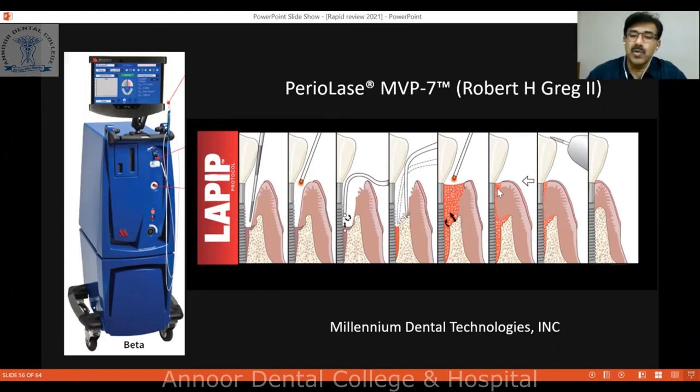And so you have some sort of a closed environment, and you have a lot of growth factors and other cells, osteoblasts and undifferentiated mesenchymal cells, coming into this area and helping in regenerating the bone. At the same time, a little bit of occlusion is also adjusted. So this is the protocol that has been put forward. This is a patented technology, a US FDA approved technology. That is LAPIP, laser assisted peri-implant protocol.